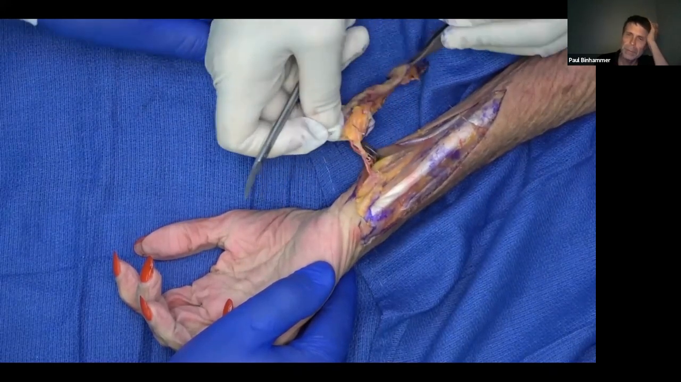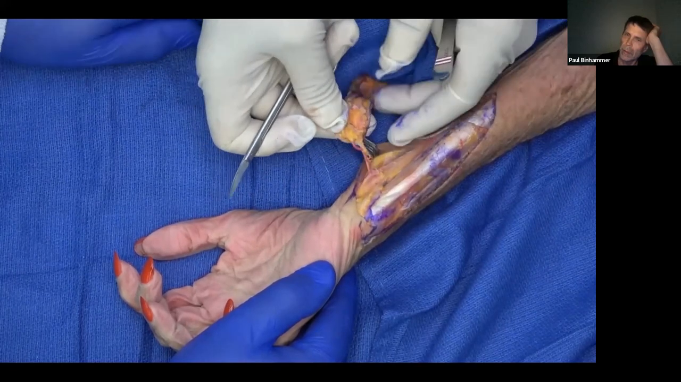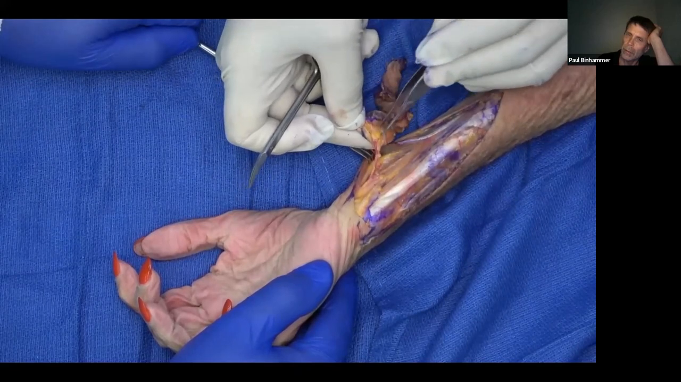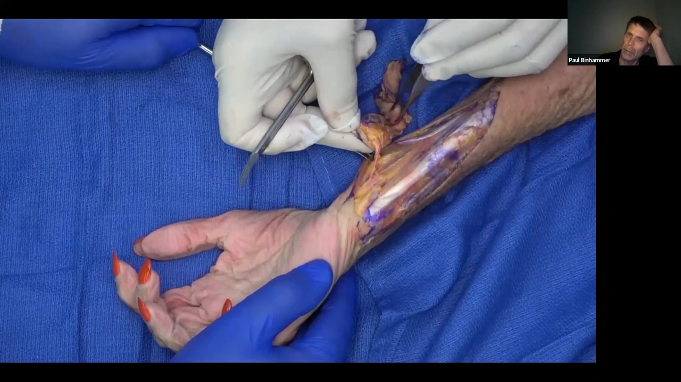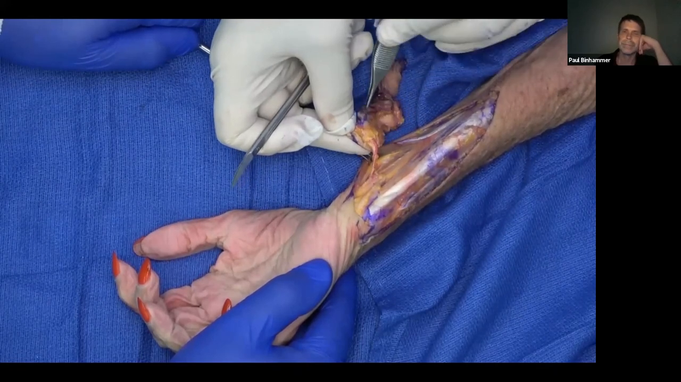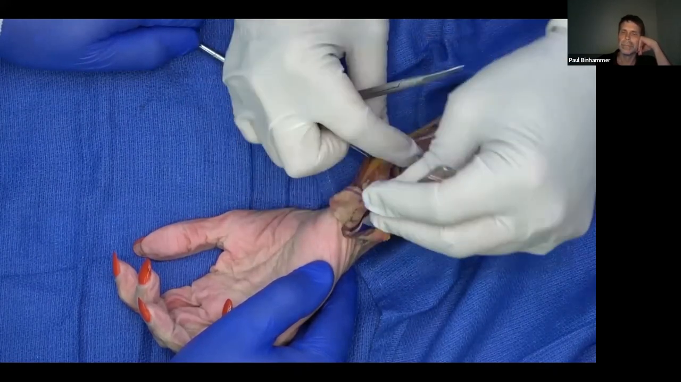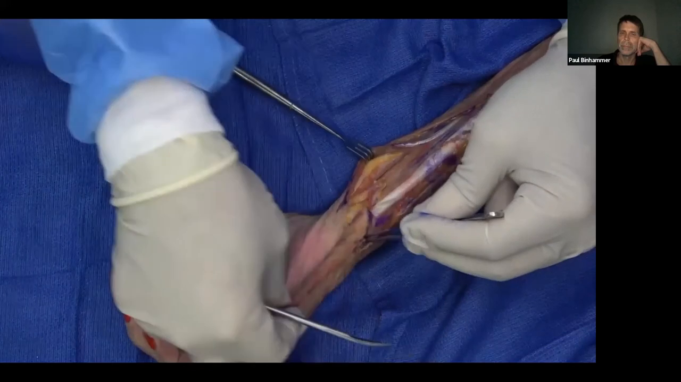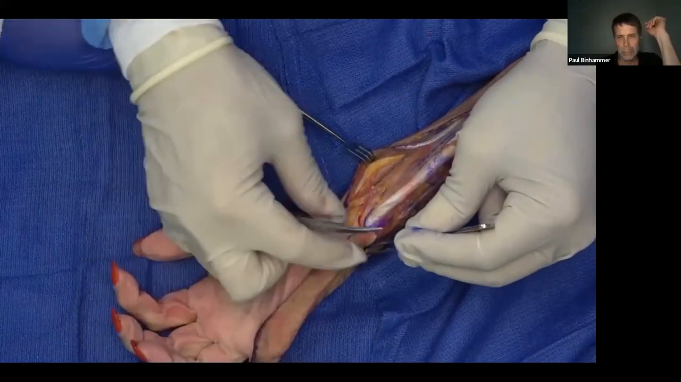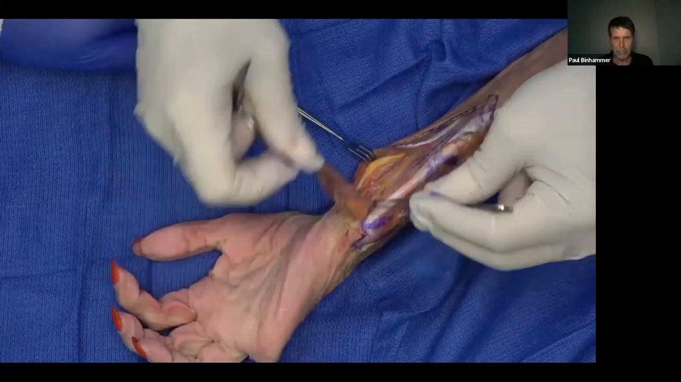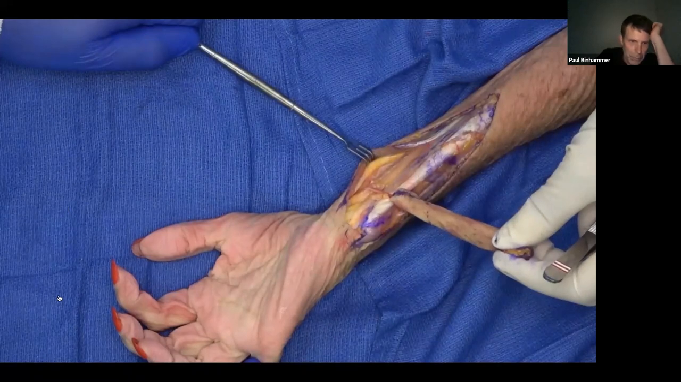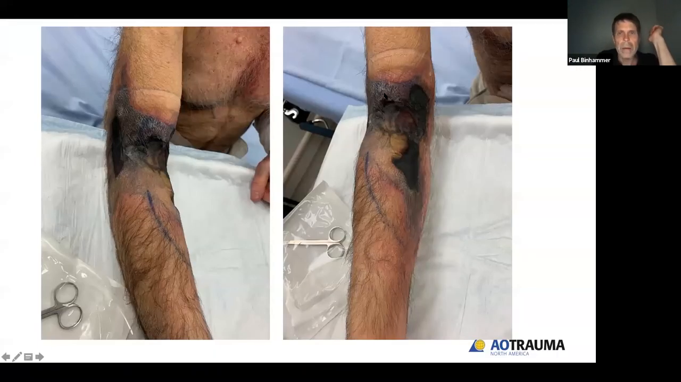So here's the branch from the ulnar artery, which is supplying the perforators to the skin flap. And this is the skin flap going in. You can use this flap to cover the carpal tunnel, back of the hand, ulnar side of the hand. So it's a very versatile flap based on the branch of the ulnar artery. So that's the Becker flap.